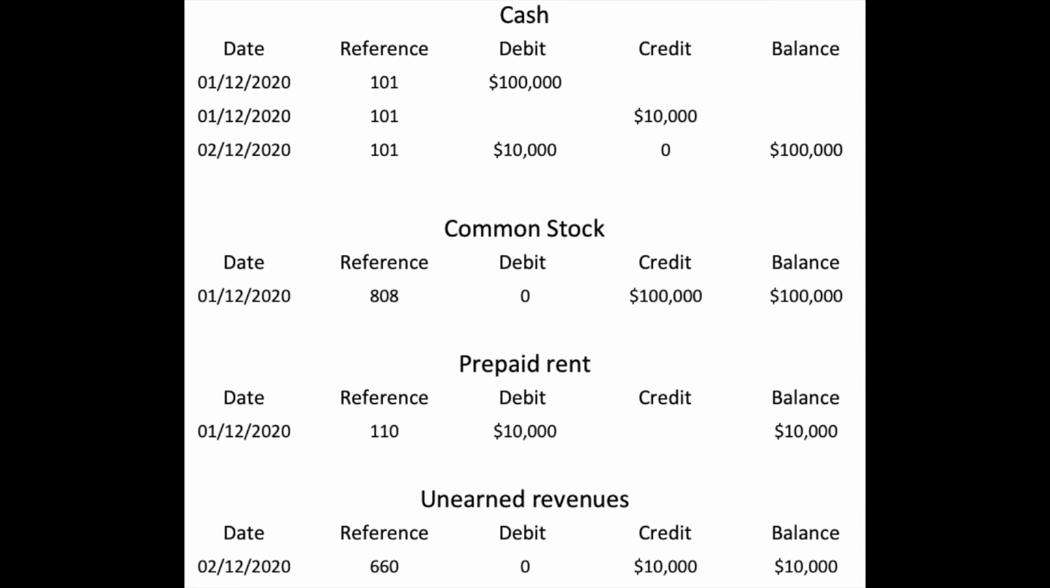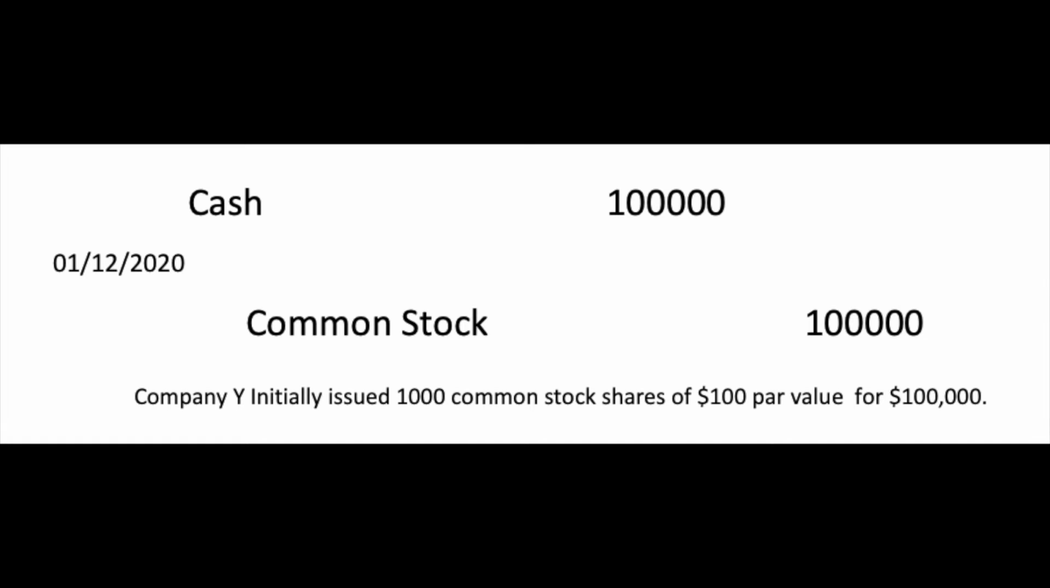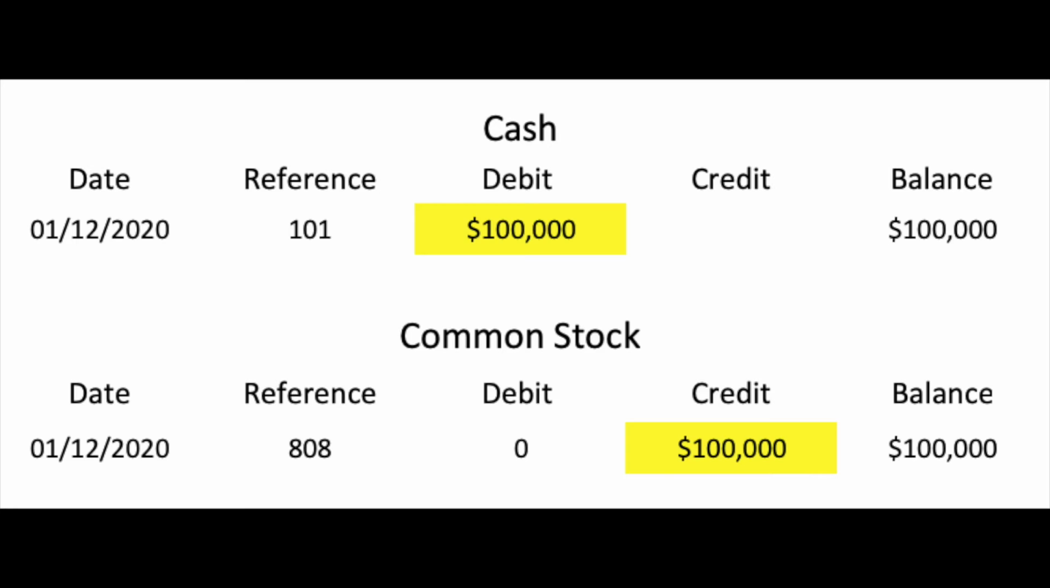We have 4 general ledgers. Cash. Common stock. Prepaid rent. Unearned revenues. First transaction affects 2 ledger accounts, cash and common stock. Company posted $100,000 in account number 101, and $100,000 in account number 808.